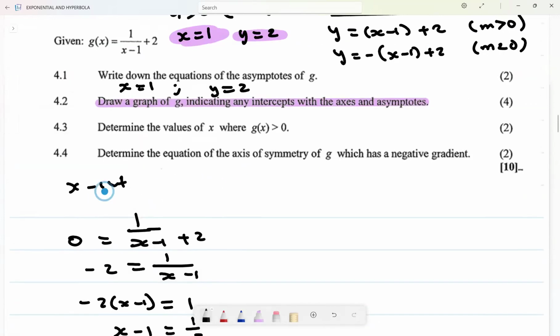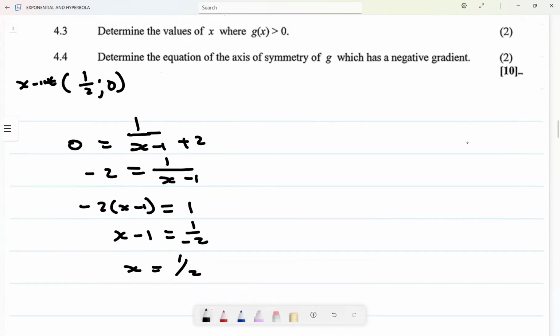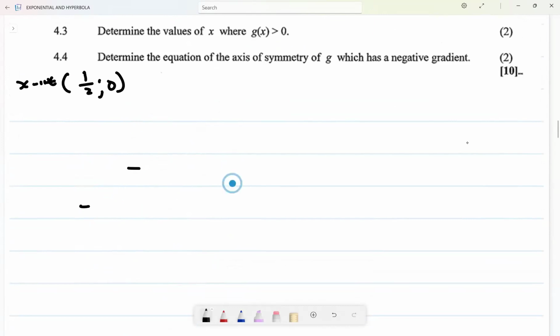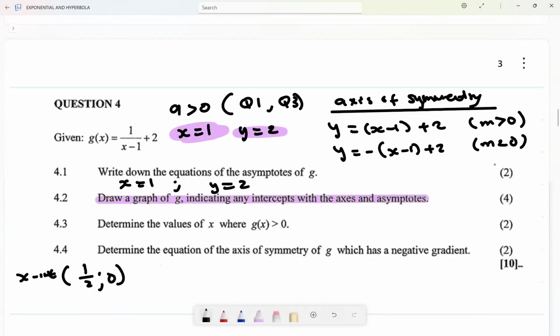So I have the x-intercept at half and 0. Let me look at the y-intercept if it exists. Remember, for y-intercept, I just let x equal to 0. So it's going to be 1 minus 1 divided by negative 1, which is negative 1 plus 1, which is just 1. So my y-intercept is going to be what? X is 0, y is 1.